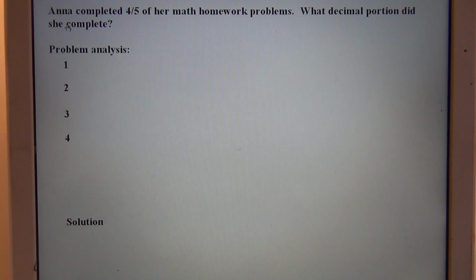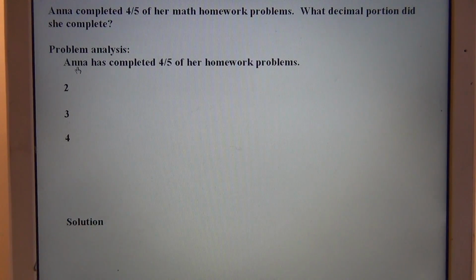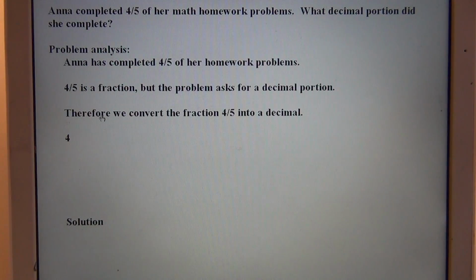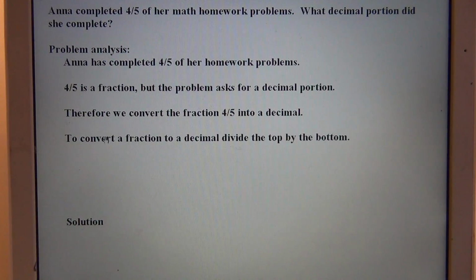Another problem. Anna completed 4/5 of her math homework problems. What decimal portion did she complete? Let's analyze this problem. She has completed 4/5 of her homework problems. 4/5 is a fraction, but the problem asks for a decimal portion. Therefore, we convert the fraction 4/5 into a decimal. To convert a fraction to a decimal, divide the top by the bottom.